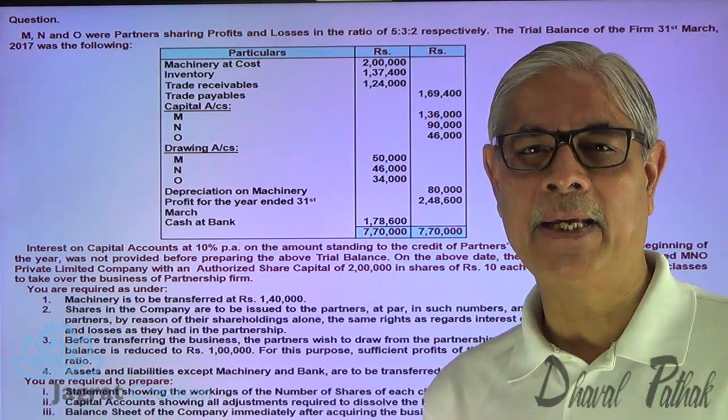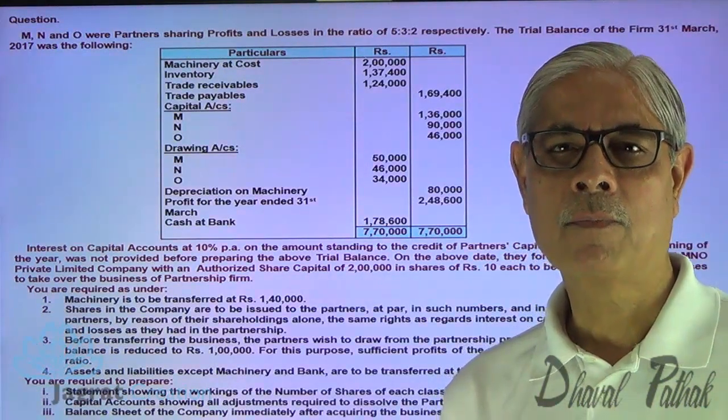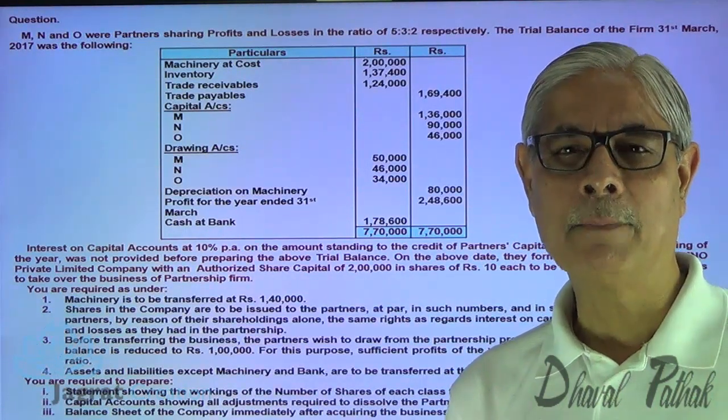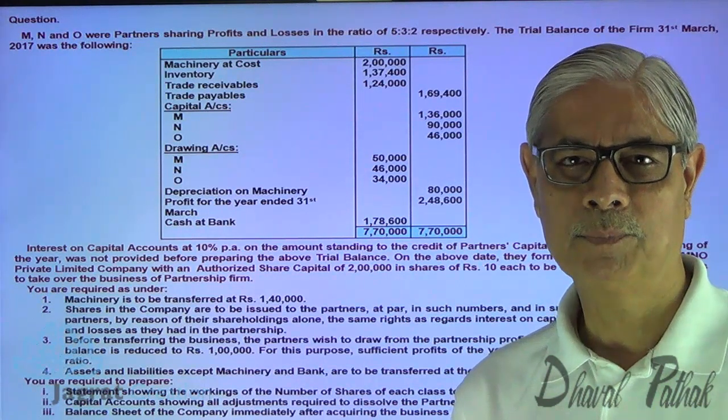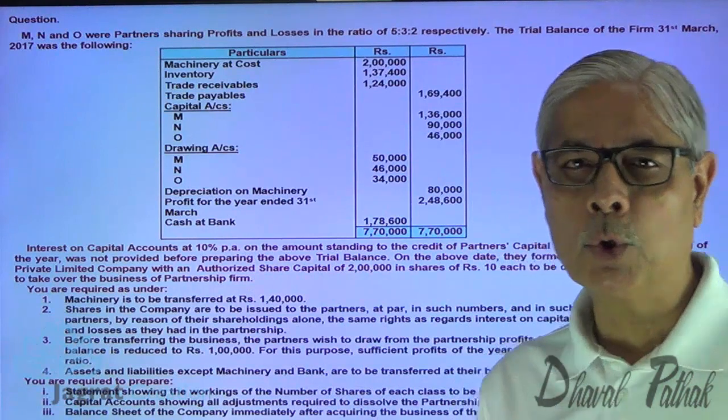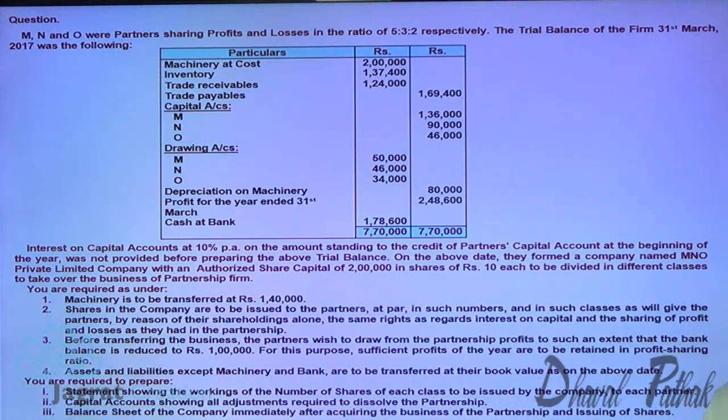Now I want to explain the contents of the sum and the method for solving the sum. M, N and O are the partners sharing profits and losses in the ratio of 5:3:2. The trial balance of the firm as on 31st of March 2017 is given to you.